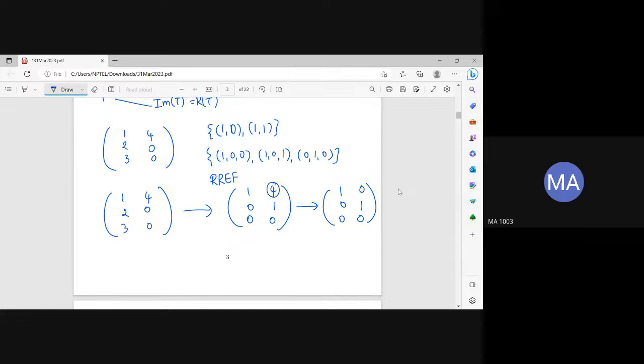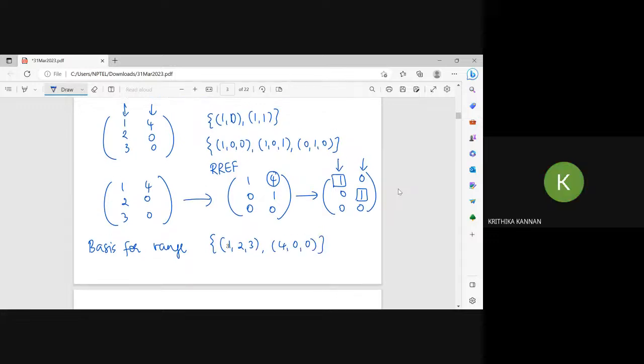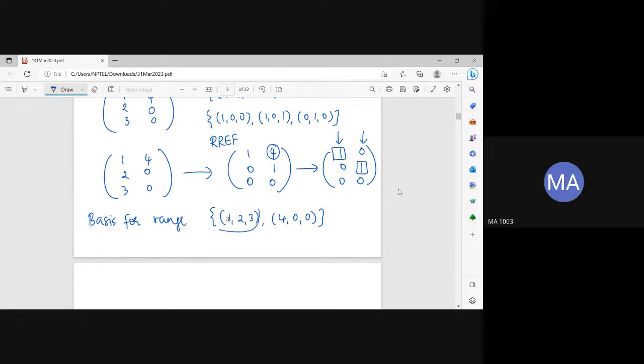So first you will find the basis for the range. How will you find the basis for the range? Corresponding columns of the pivot elements, all the columns containing a pivot element. Yes. So you have a pivot here, you have a pivot here, so you will take the first two columns of the original matrix. Will that be the range? If it is a standard ordered basis, then it is this. Otherwise, we have to multiply with the basis.